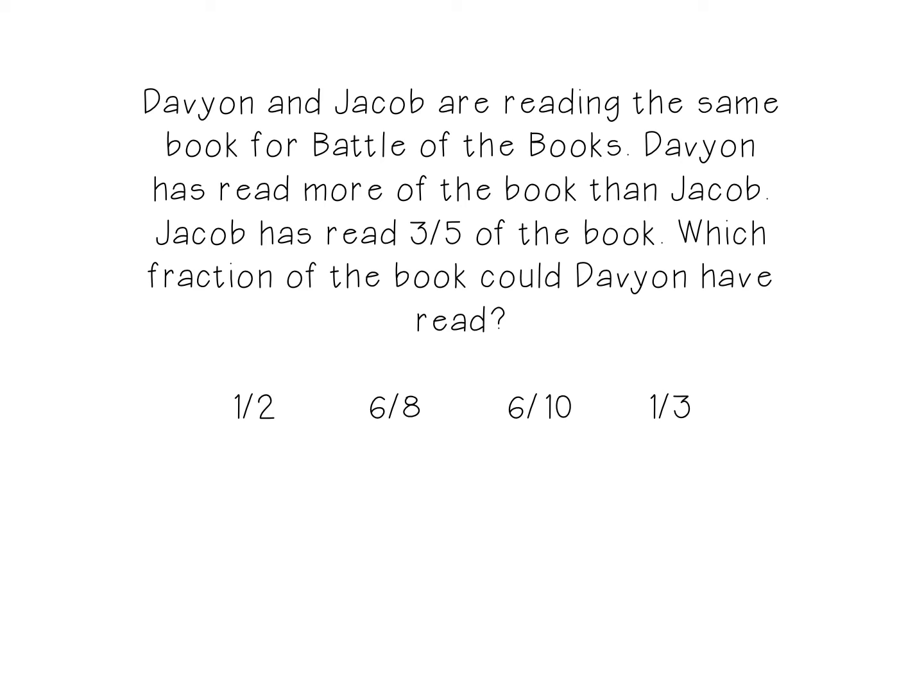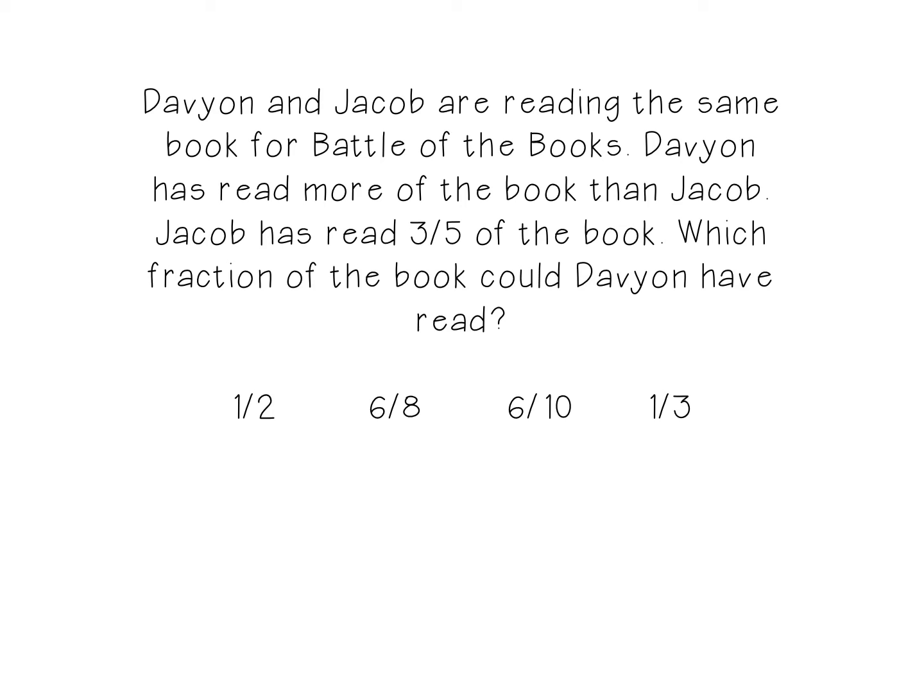Now let's get into the nitty-gritty of some example problems. The first example problem says Davion and Jacob are reading the same book for Battle of the Books. Davion has read more of the book than Jacob. Jacob has read 3/5 of the book. Which fraction of the book could Davion have read?